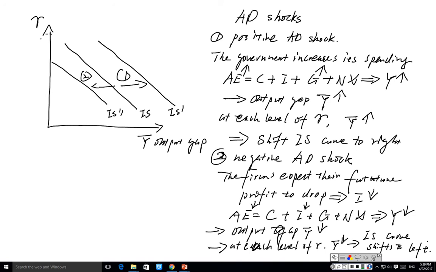So let's make a conclusion here. A positive aggregate demand shock will shift the IS curve to the right. A negative aggregate demand shock will shift the IS curve to the left. If you want to recall the meaning of aggregate demand shock, you can go back to the previous chapter, chapter 17, and you can see the reasons that cause aggregate demand shocks.